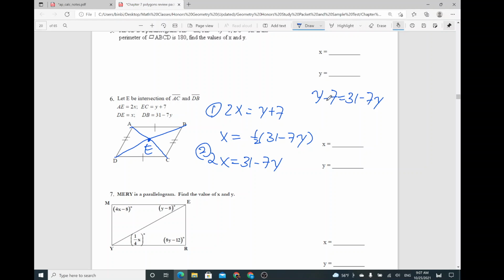Okay, so solve for y. Subtract 7y from both sides, so we get 4y equals 31 minus 7. So we'll get 24, and then y equals 3.